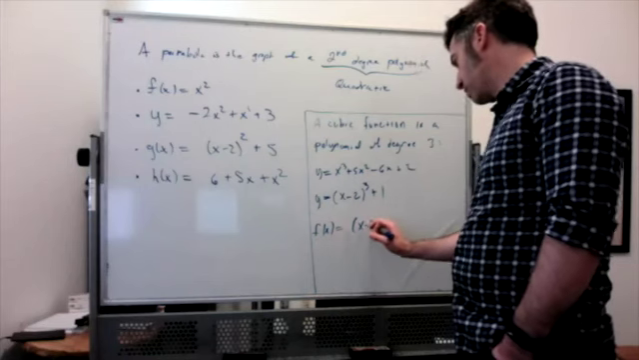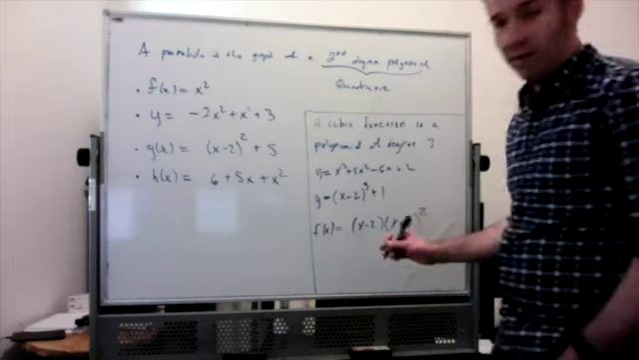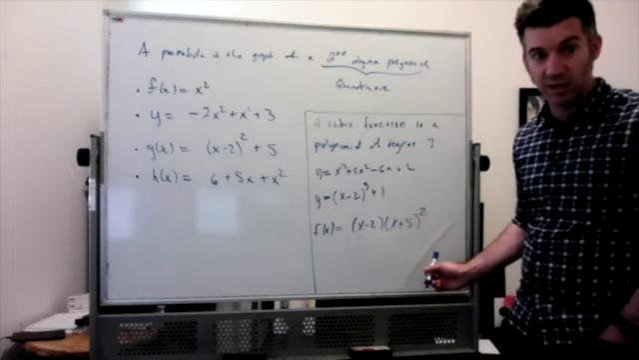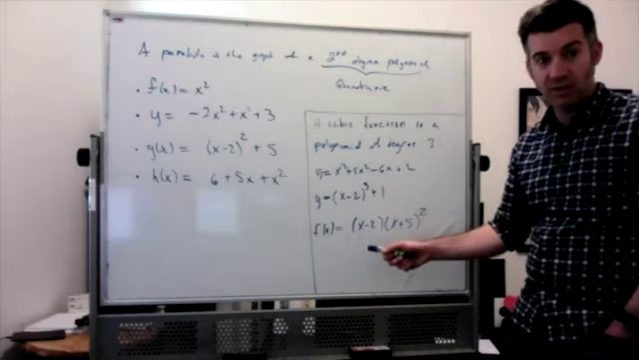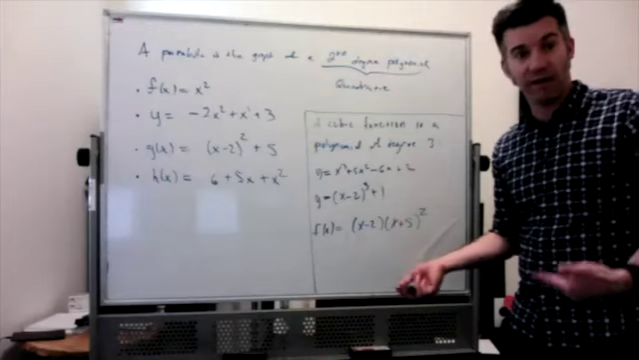Or, right, you could have other things like f of x equal to (x minus 2) times (x plus 5) squared. This one, it's a little less obvious that it's cubic, but if you multiply it out, we're not going to multiply it out, but if you multiply it out, the highest power of x would be x to the third.